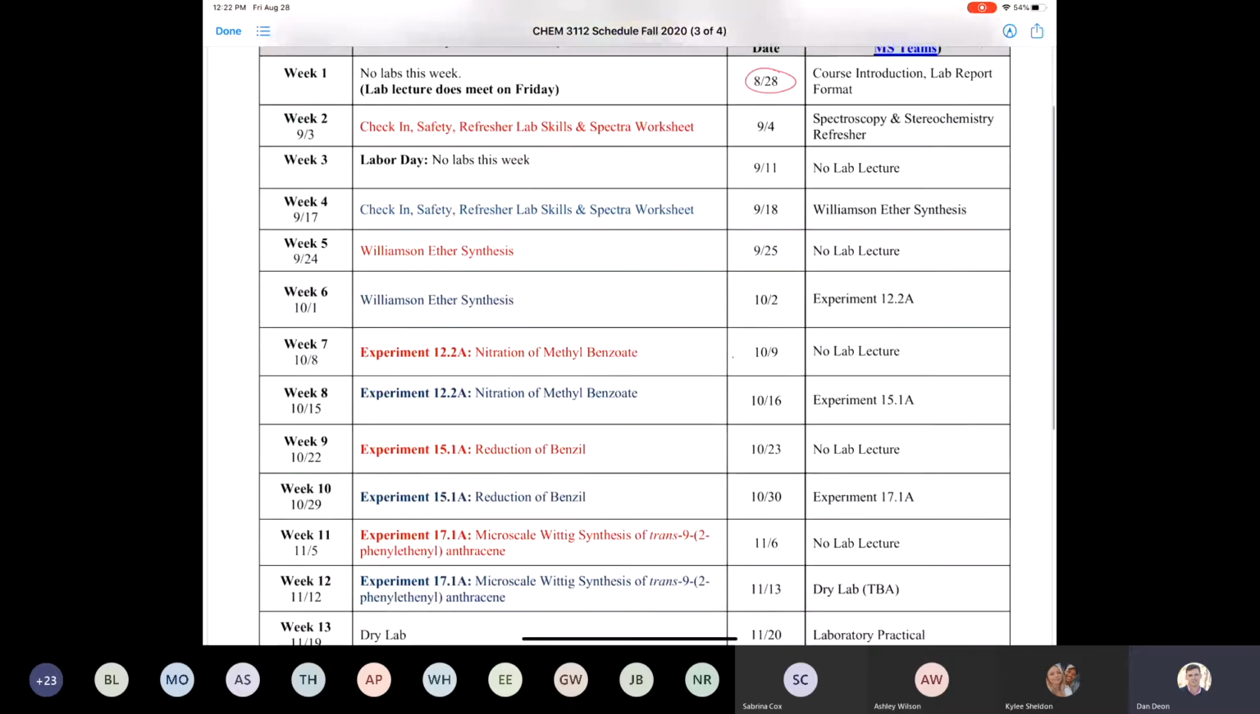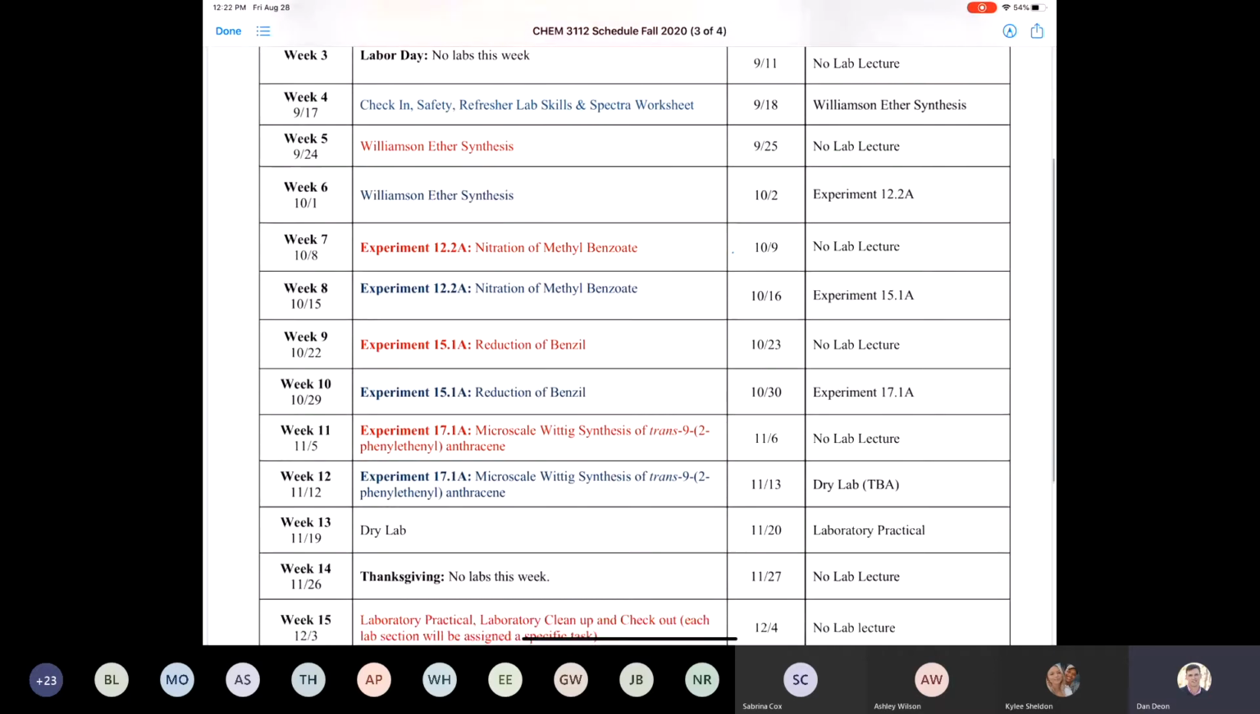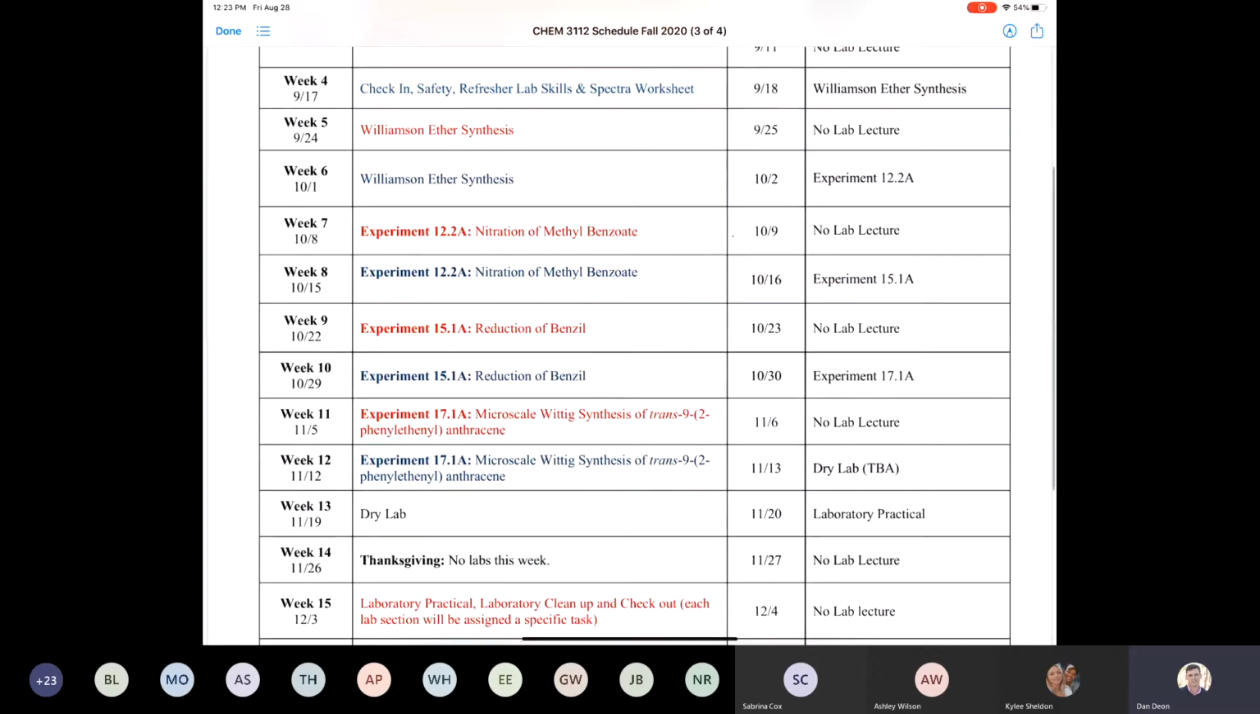And you can see that after we do the refresher lab skills and spectral worksheet over the first couple of lab weeks, we start with what's called the Williamson ether synthesis. That's on weeks 5 and 6. After that, we do a really neat reaction called the nitration of methyl benzoate. We take methyl benzoate and basically add a nitro group to it. Also a really exciting experiment. The next one is reduction of benzil. For that one, you have to have your stereochemistry skills kind of sharp.